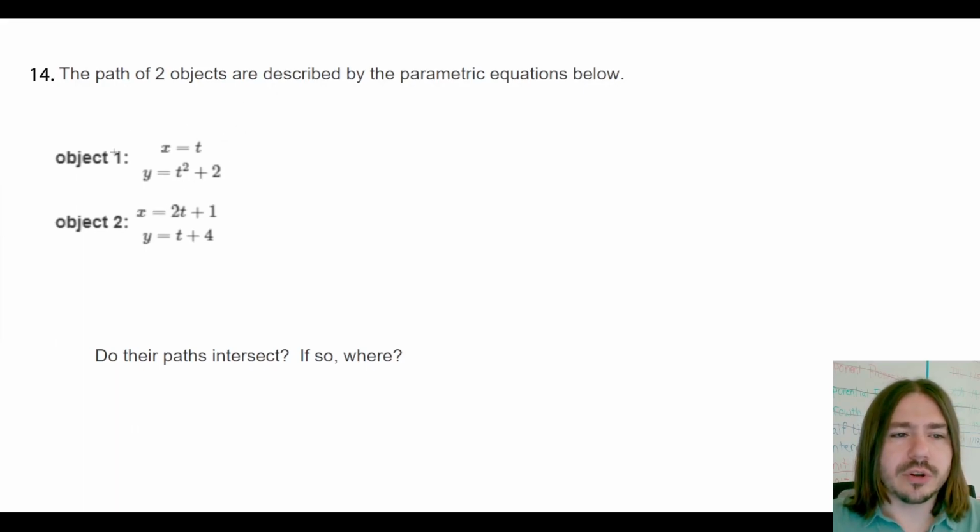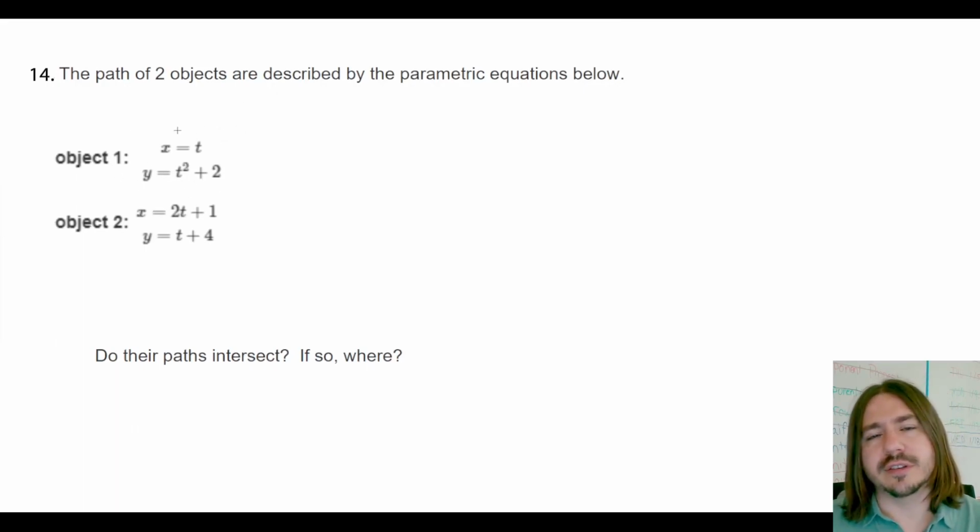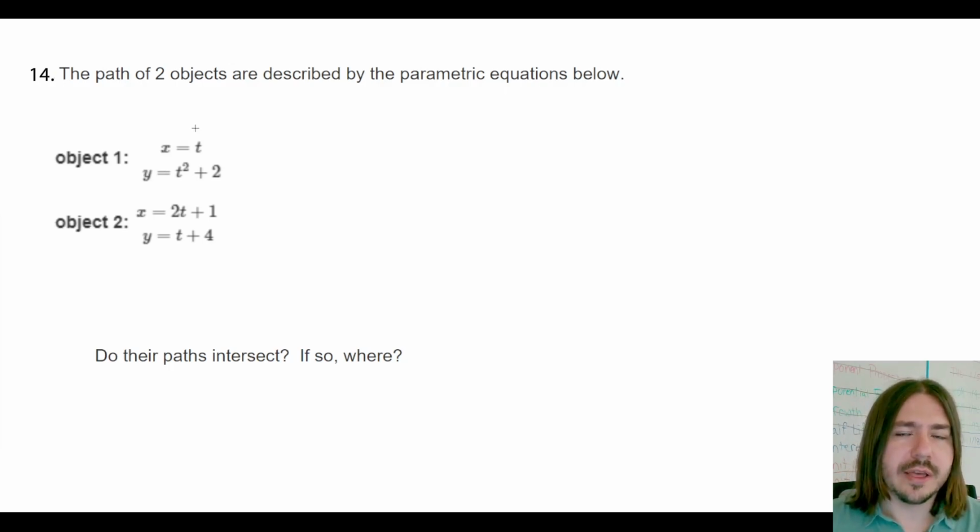And to do that, we are going to try to convert each set of parametric equations into a single rectangular equation and solve that set of rectangular equations as a system of equations. So first, notice how we've got x equals t. So since x equals t, we can substitute x for t in the other equation. And I'm going to solve both of these at the same time, just so that you can see that you do the same steps for any of these.